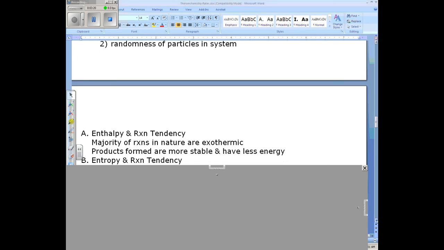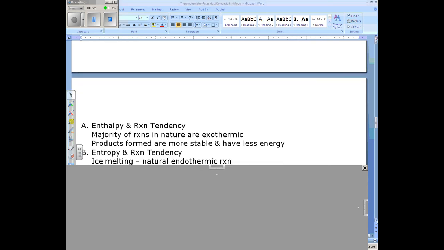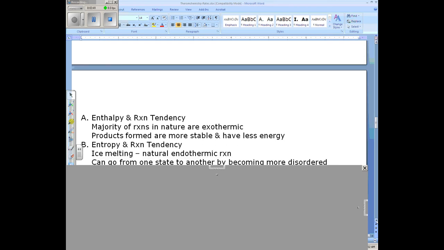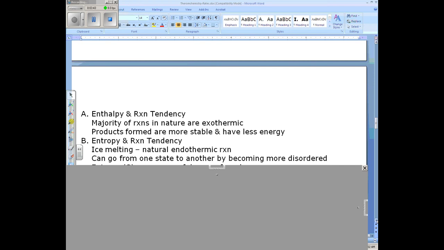The next one is entropy and reaction tendency. There are naturally occurring spontaneous reactions that are endothermic. So there's something else that drives it towards spontaneity besides giving off heat, because these have to absorb heat. Ice melting is an example of that. And what is driving that particular reaction towards spontaneity is that it's becoming more disordered.